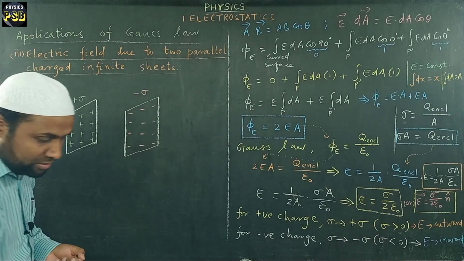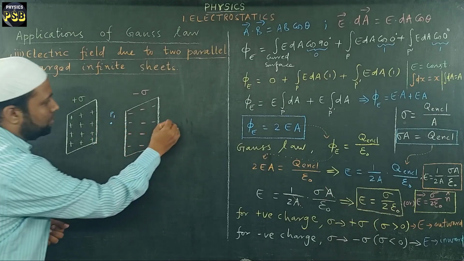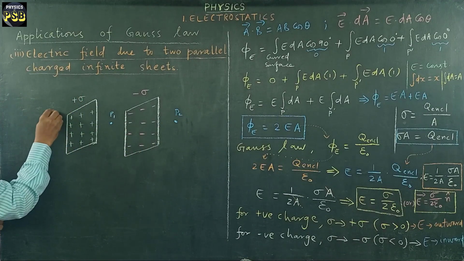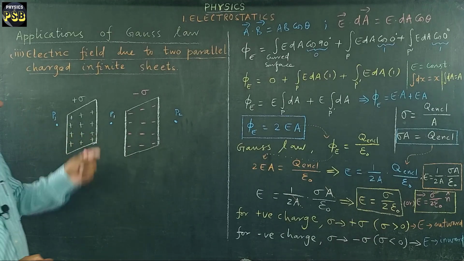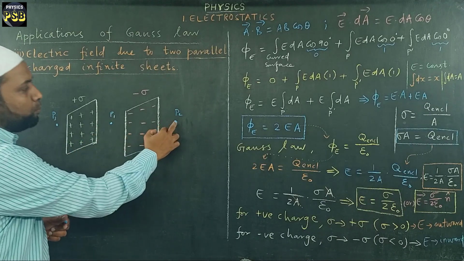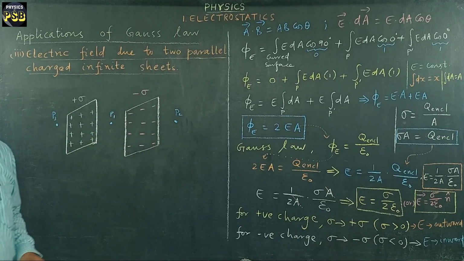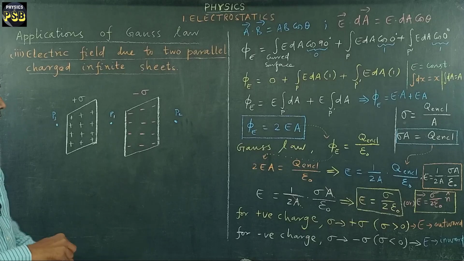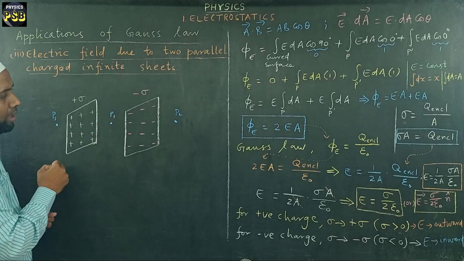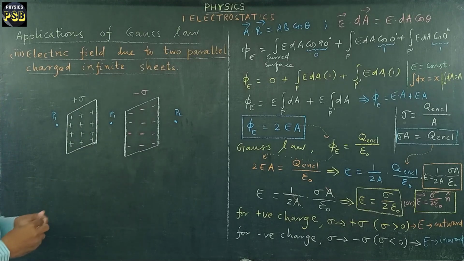Now I select 3 points, point P1, point P2 and point P3. If you look at these 3 points, point P1 is lying between the parallel plates, whereas point 2 and point 3 are lying outside the charged sheets. Now, what will be the electric field due to these 2 charged sheets acting at point P1 that I am going to show you?